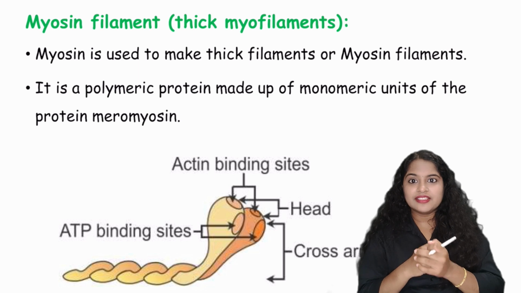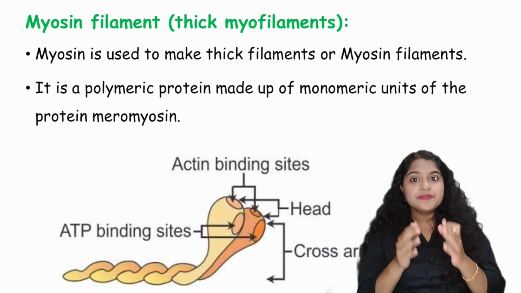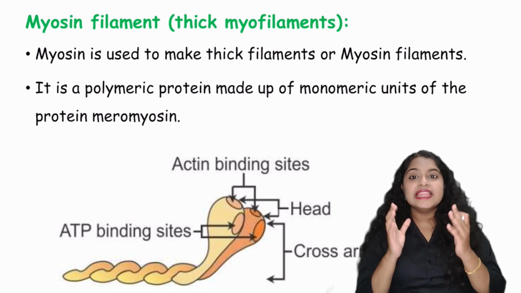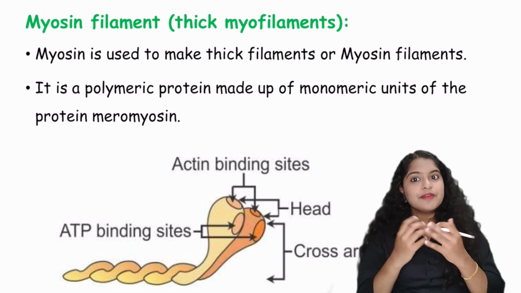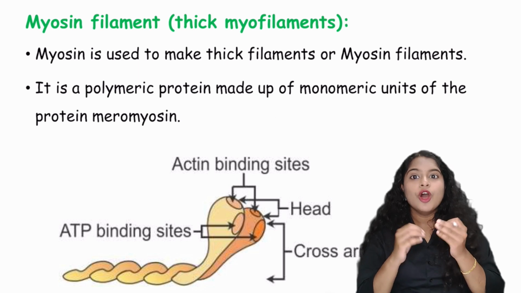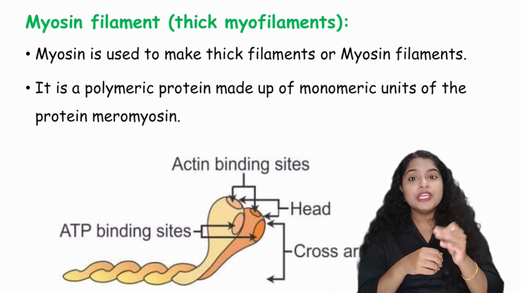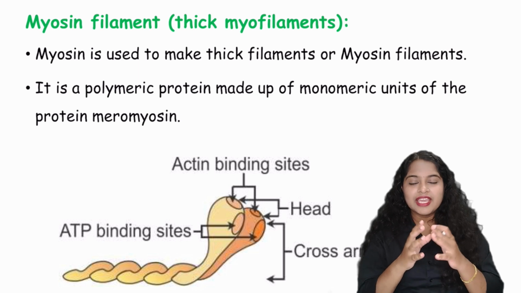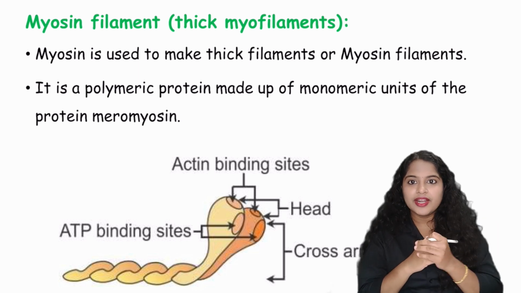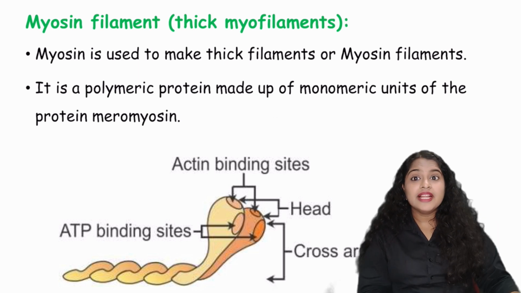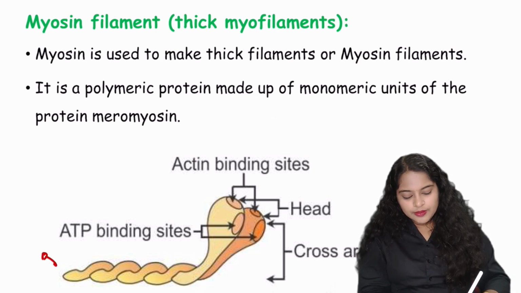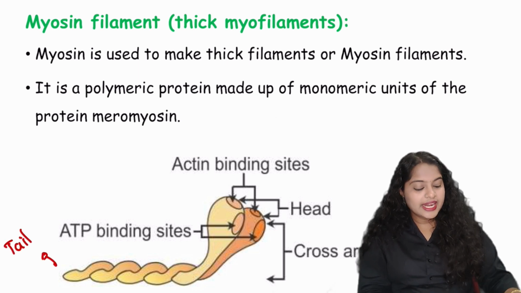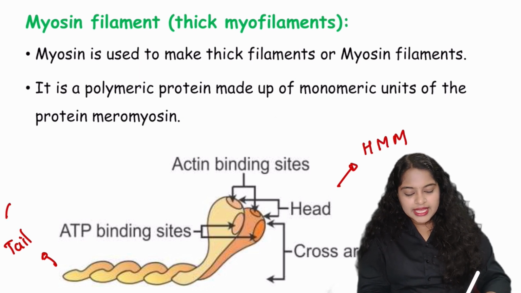Next we will learn the structure of myosin filaments. These myosin filaments are also called thick filaments. And these are polymeric proteins which are made up of monomers of a protein, that is meromyosin. So that is why this myosin is also called meromyosin. There are mainly 2 parts to this meromyosin. One is the head and the other one is the tail. The head part is heavy meromyosin, and the tail part is light meromyosin.